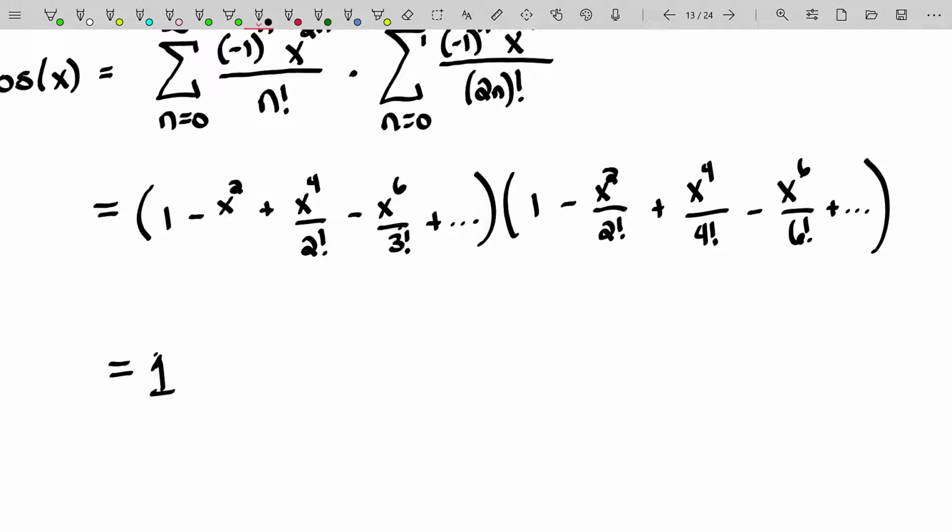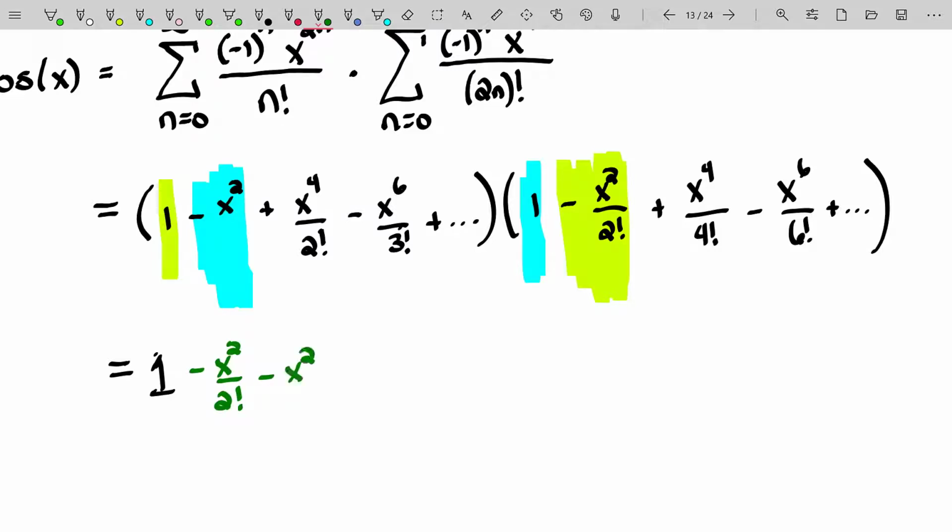So now I look through and say, how can I get an x to the second? Well, 1 times this term right here and negative x squared times this 1 here. Those would be the only terms that would multiply to give me an x squared. So let's go ahead and write that in. I'll use a different ink for this. So there are 2 terms. I know you think there are 3, but actually those 2 terms in green, I'm going to factor the x squared out of. And so it'll be a 1 plus some constant times x squared.